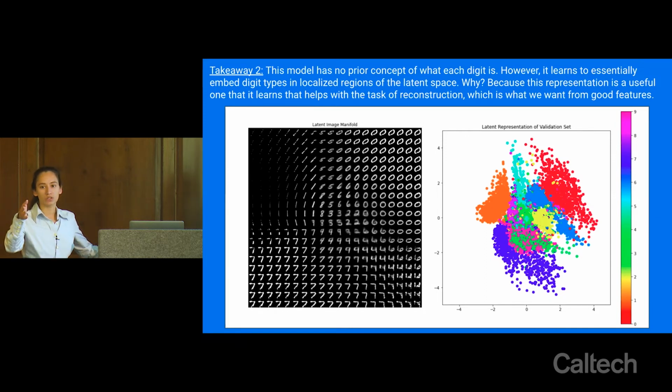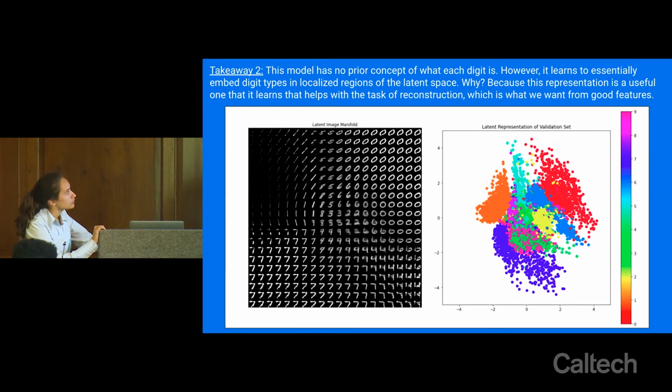All right, the next takeaway is that this model has no prior concept of what a digit is. And this goes to Brady's point that he made before of, oh, don't you want it to be 10 different clusters? But it does learn to embed each digit. So you've got a cluster for your sevens, a cluster for your ones, a cluster for your zeros. And it localizes digits that are similar. So you do see these clusters.